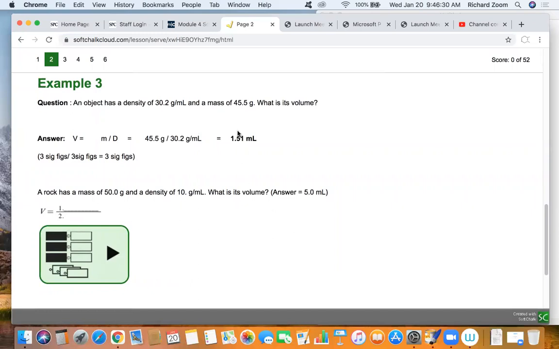And we can also do a calculation for volume, which is going to be mass divided by density. You'll notice that we always include the units here. The grams will cancel, the mLs will go on to the top here. And again, we've got 3 sig figs, 3 sig figs, so the answer comes out to be 3 sig figs here as well. Any questions so far?